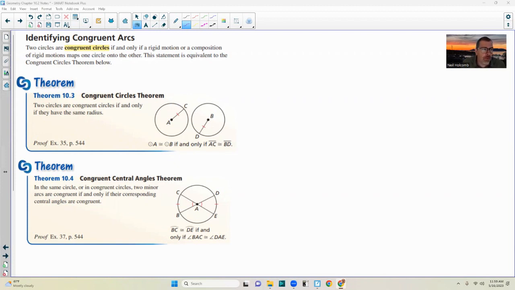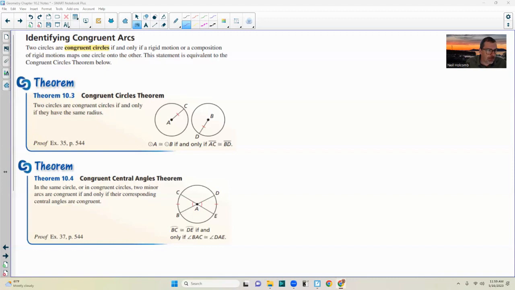So theorem 10.3, congruent circles theorem, says 2 circles are congruent circles if and only if they have the same radius. So if radius AC equals radius BD in these 2 separate circles, since their radii are equal or congruent, then the circles are congruent. Okay. Theorem 10.4, congruent central angle theorem.